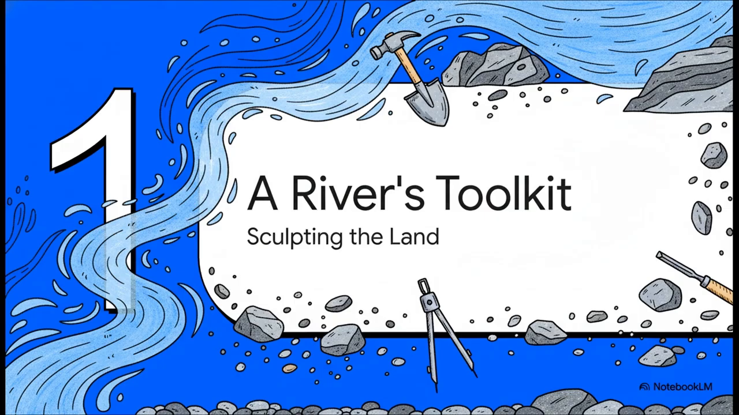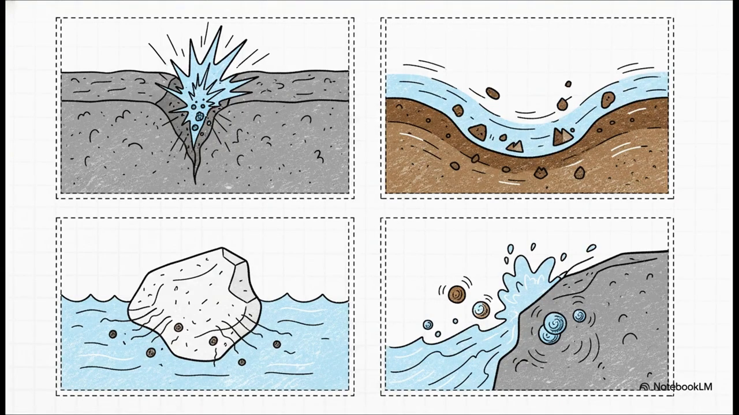So, to really understand how a river does all this work, we first need to look inside its toolkit. And just like any master craftsperson, a river has a very specific set of tools for both carving away and building up the landscape. Okay, first up are its demolition tools, the ways a river erodes. You've got hydraulic action, which is just the sheer force of the water getting into cracks, compressing the air, and blasting the rock apart. Then there's abrasion.